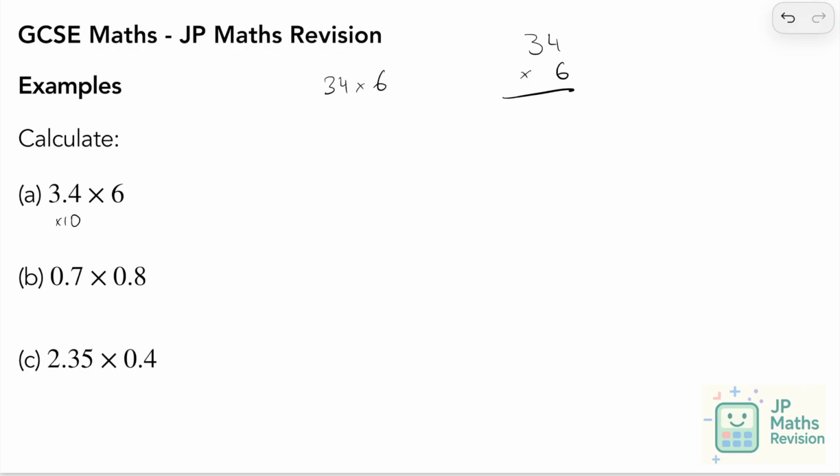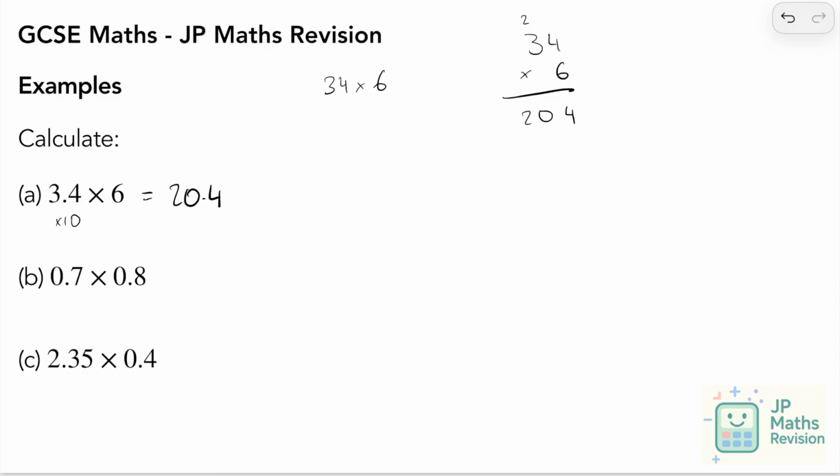So 4 times 6, that's 24, so carry the 2. 3 times 6, that's 18, but plus the 2, that makes 20. So I have 204. But I multiplied 3.4 times 10, so for the final answer I need to divide by 10. So 204 divided by 10 is going to be 20.4.